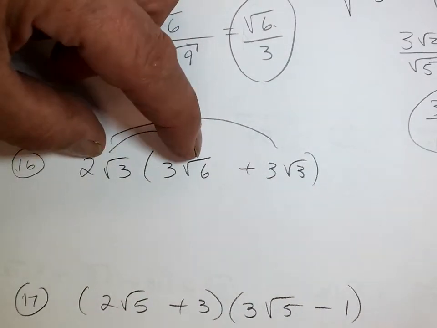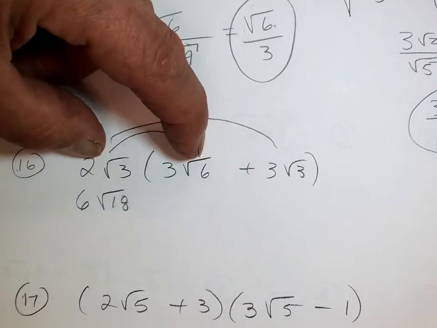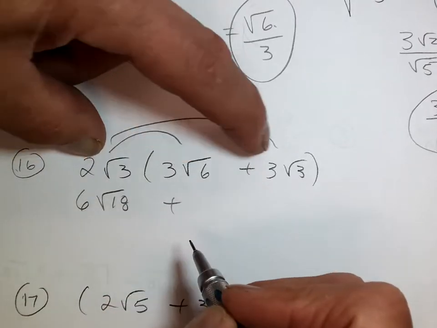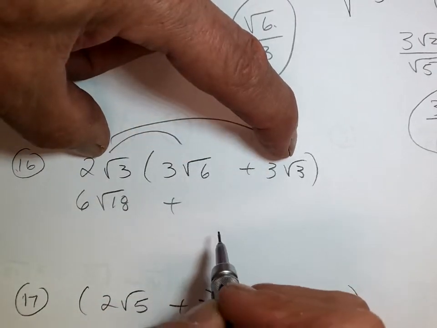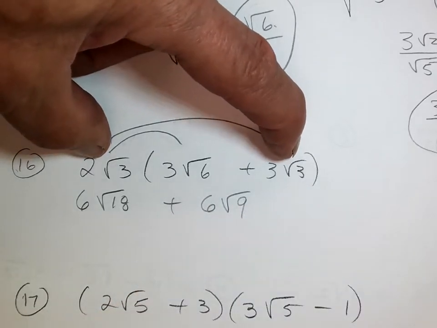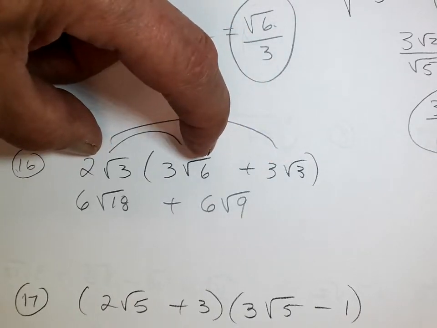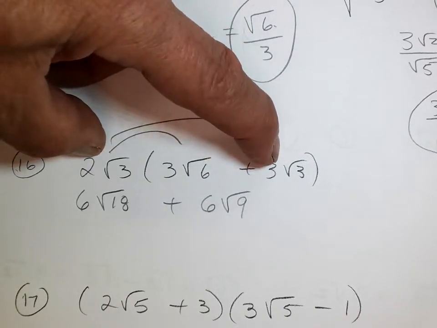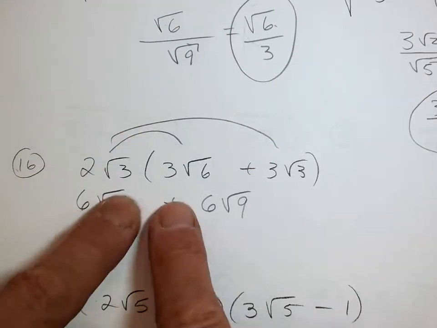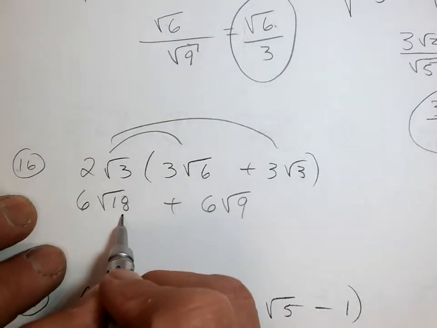2 square roots of 3 times 3 square roots of 6 is a 6 square roots of 18, okay? Plus 2 square roots of 3 times 3 square roots of 3 is a 6 square roots of 9. You okay with that? So we got 6 square roots of 18. So you ready? Whole numbers with whole numbers, square root numbers with square root numbers, okay? Just multiplying. 18, can I do something with 18?